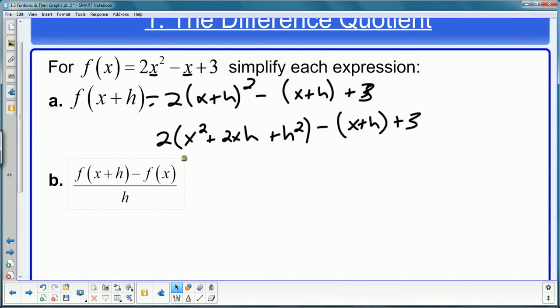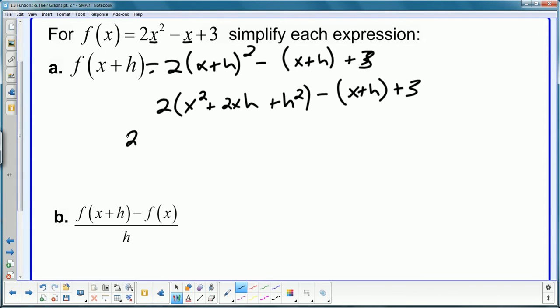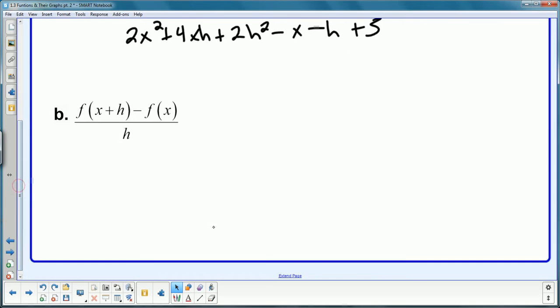Okay, I'm going to move this down a little bit. So to simplify this then a little bit further, I'm going to distribute my 2. So I have 2x squared plus 4xh plus 2h squared. I'm going to distribute my minus sign here. So minus x minus h plus 3. Okay, now in this case, none of this can be simplified anymore, so we're going to leave it like that.